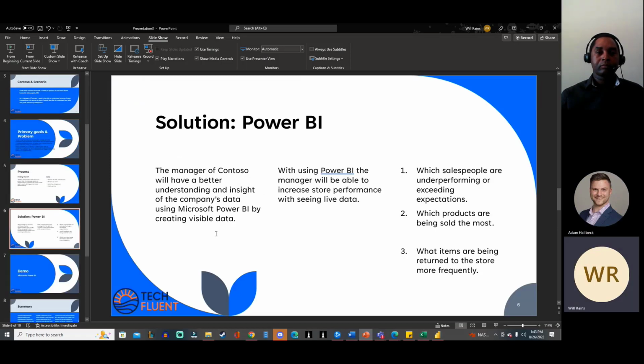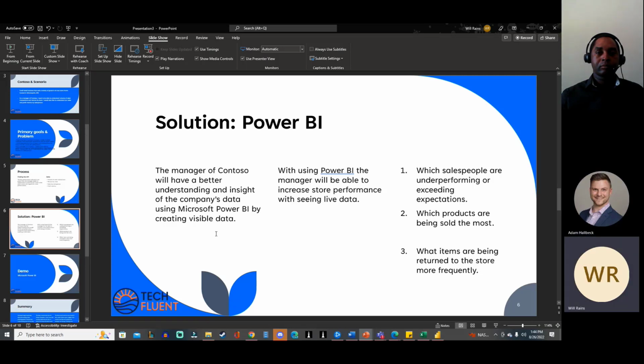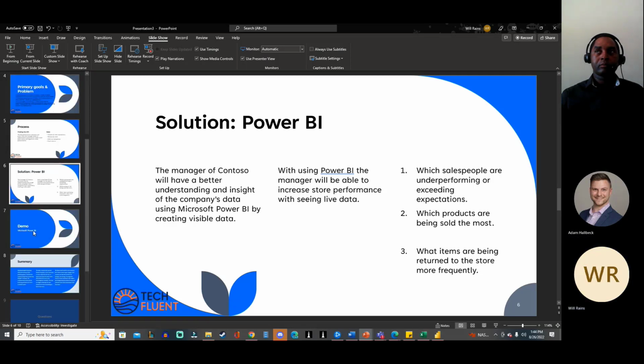The solution I found was Power BI. The manager of Contoso will have a better understanding and insight of the company's data using Microsoft Power BI by creating visible data. With using Power BI, the manager will be able to increase store performance with seeing live data. Which salesperson are underperforming or exceeding expectations, which products are being sold the most, and what items are being returned to the store more frequently.